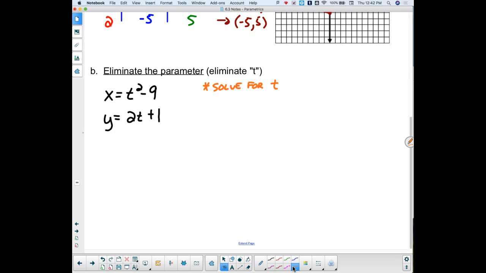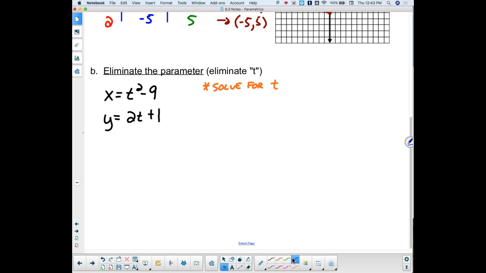Makes it easier, right? Go easy on yourself. Okay? So I'm going to solve the x equation. Or did you say x? That's the easy one to solve for t? Walk me through how you would solve that one for t. Well, walk yourself through. How would you solve that one for t?